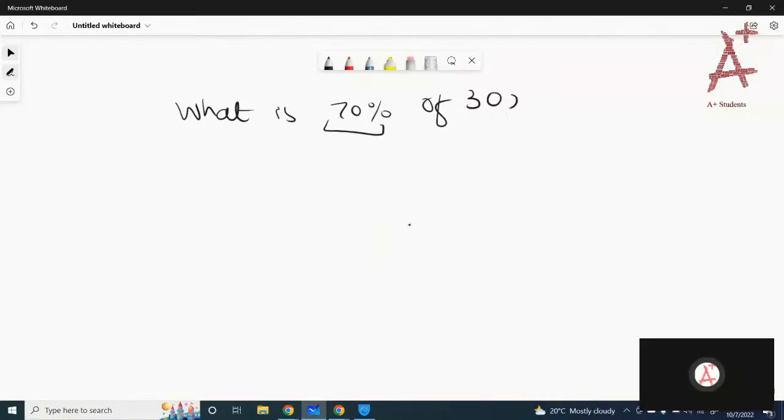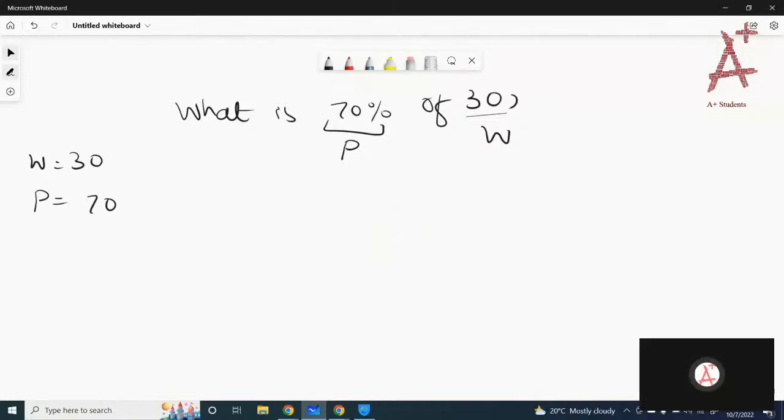The one that has the percentage sign is the percent. And the other one is the whole. You have to find the part of the whole number. You have to find 70% of the whole number. So the whole is 30, the percent is 70.